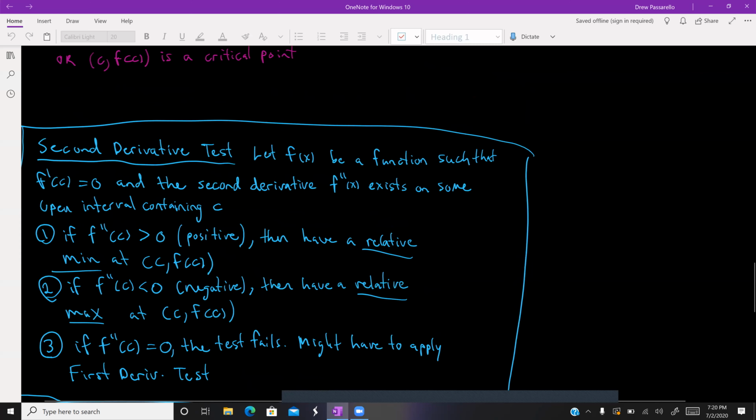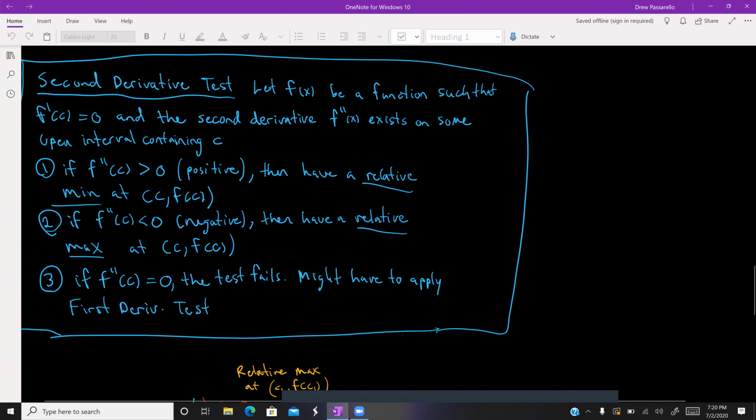Now the third case: if the second derivative at c is 0, the test fails, and you might have to apply the first derivative test. All right, so this is what the second derivative test says. Notice it's similar to the first derivative test in the sense that you're determining a relative min or a relative max. They both incorporate that central idea, determining the min or max of the graph. It's just for the second derivative test.